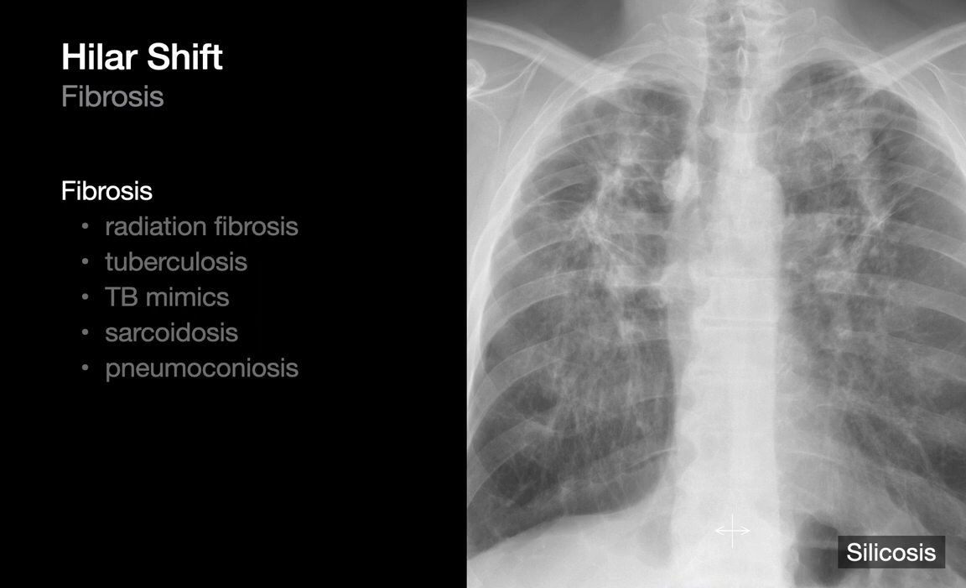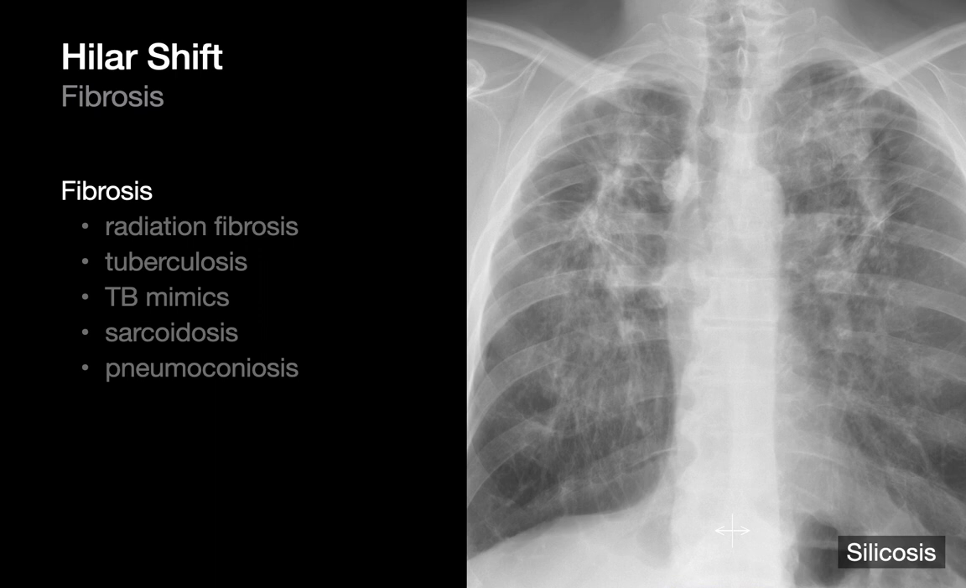Fibrosis, just like atelectasis, can also result in upper or lower lung volume loss that can drag the hila up or down. The most common causes of regional lung fibrosis that can do this are things like radiation fibrosis, tuberculosis, non-tuberculous mycobacterial infections, endemic fungal infections, sarcoid, and pneumoconiosis.